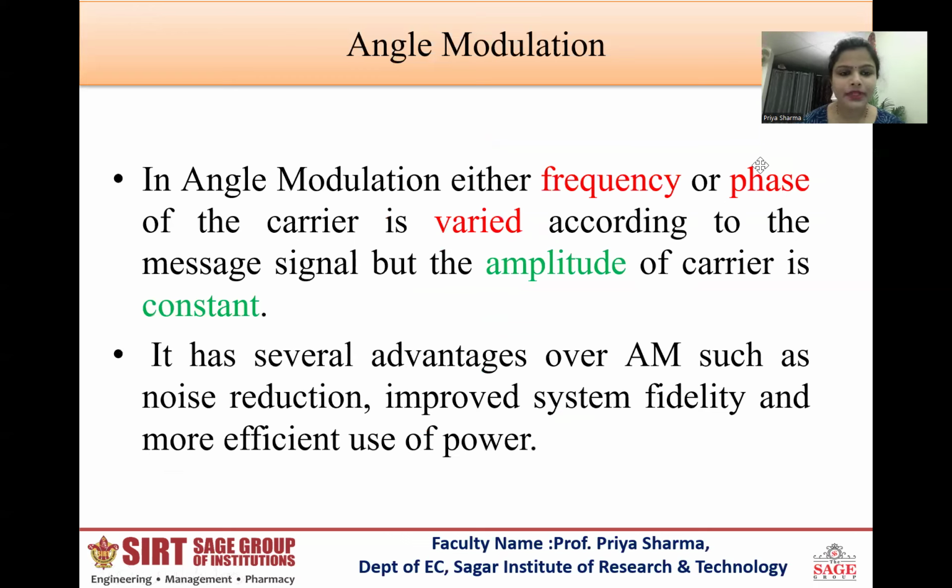As we have seen in the classification of modulation, frequency and phase modulation come under angle modulation. In angle modulation, either the frequency or the phase of the carrier is varied according to the message signal, but the amplitude of the carrier remains constant. It has several advantages over AM, such as noise reduction, improved system fidelity, and more efficient use of power.